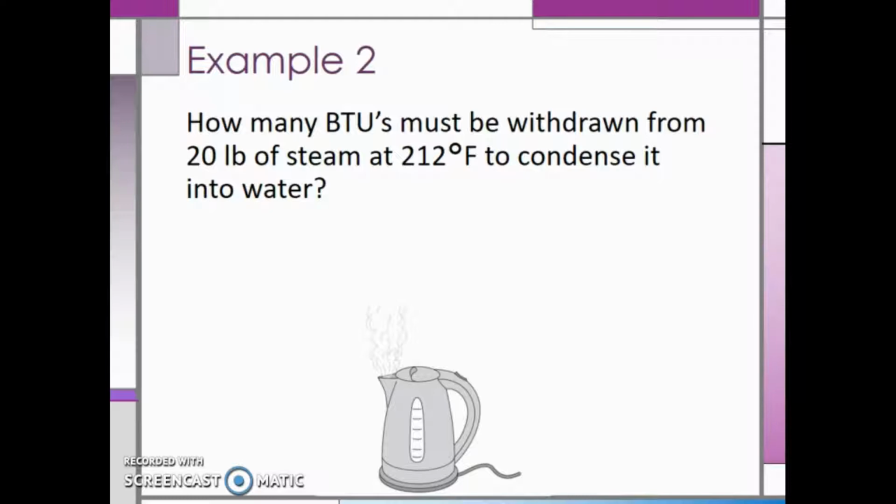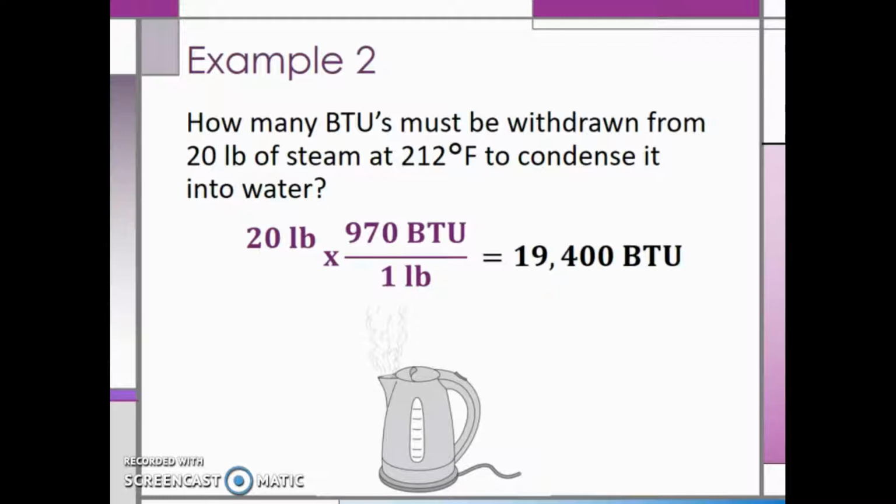We can start out by writing down the 20 pounds of steam we will condense. We know that 1 pound of steam gives off 970 BTU of heat, so we can multiply by the conversion 970 BTU divided by 1 pound. Crossing off units of pounds and multiplying, we end up with 19,400 BTU of heat must be withdrawn to condense 20 pounds of steam into water at 212 degrees Fahrenheit.